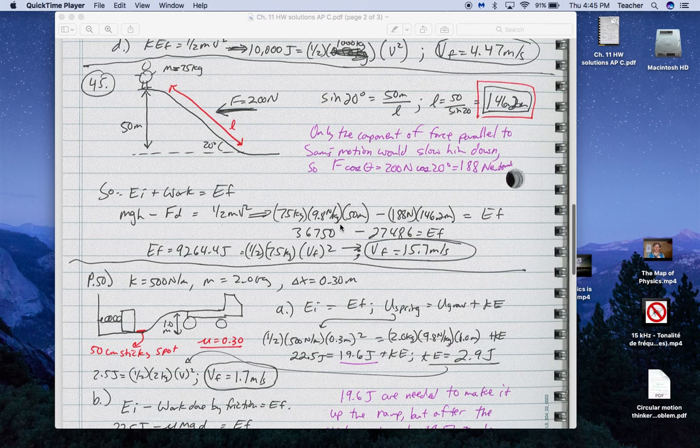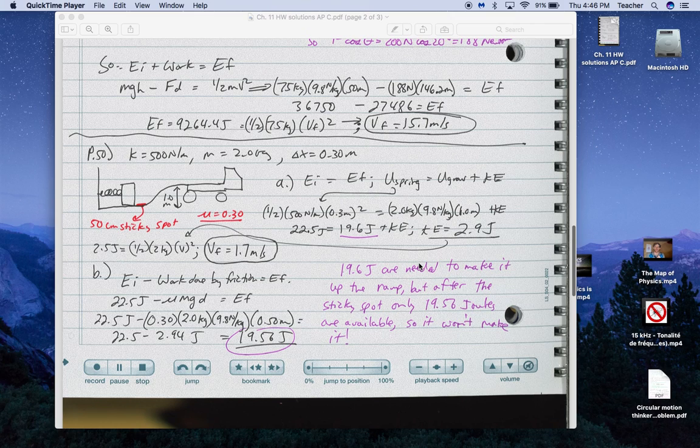So at this particular point then, I've got the mgh was 36,750 joules. The energy that's scrubbed off, if you will, by the wind is 27,500 approximately. So whatever I'm left with would equal the kinetic energy, and that gives me the speed of 15.7 meters per second.